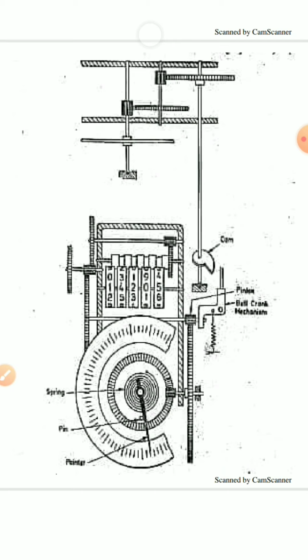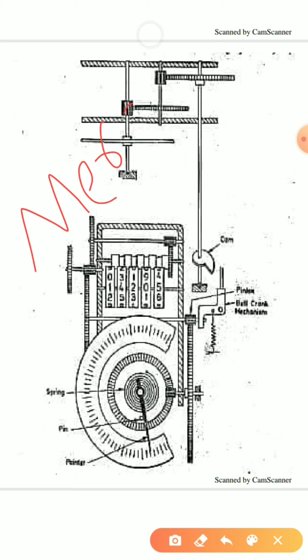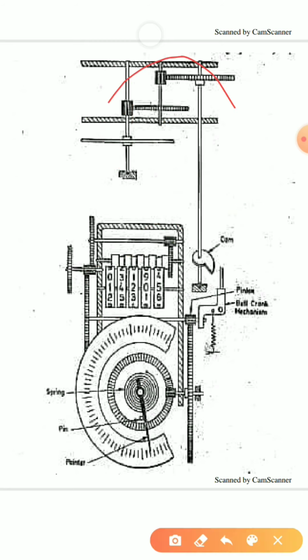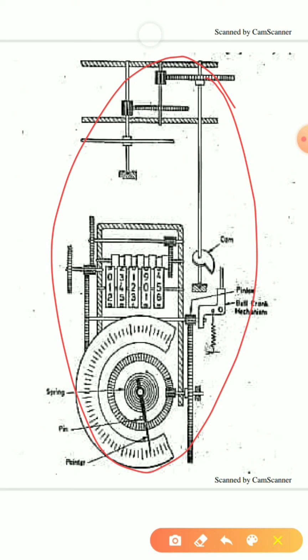So I have to determine what is the maximum demand which my consumer is utilizing. For that purpose we will be using an instrument called the Merz Price maximum demand indicator. So this is the instrument that is shown here. It is the Merz Price maximum demand indicator.